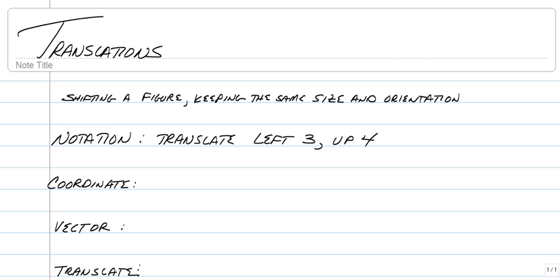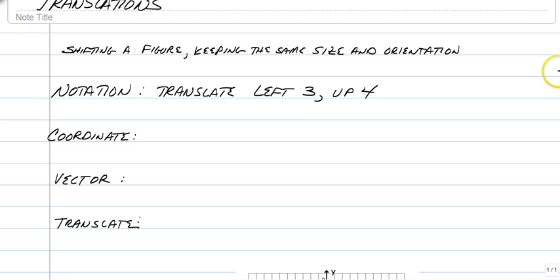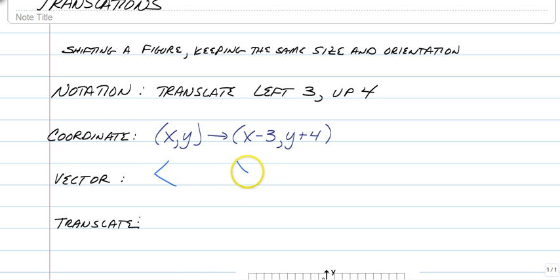Now, before you can translate, you have to understand the notation so you know what it's asking you to do. So if we're going to translate something 3 units to the left and 4 units up, the different notations would be coordinate notation. XY is going to move 3 units to the left, so we're going to say x minus 3. And up 4 units, which would be y plus 4. That's coordinate notation.